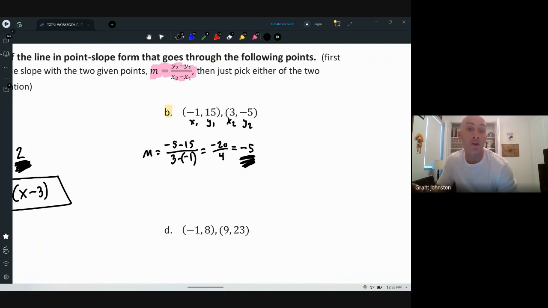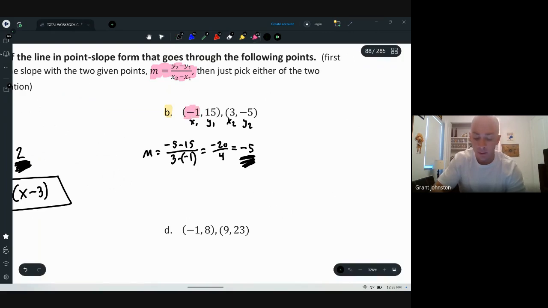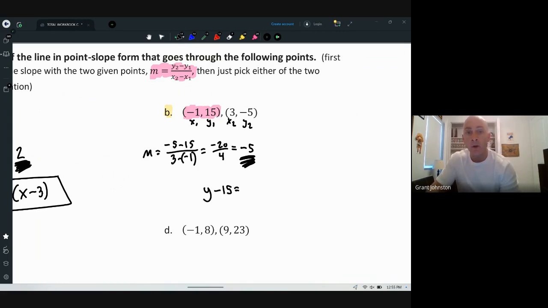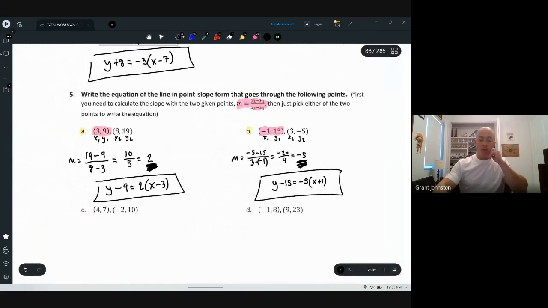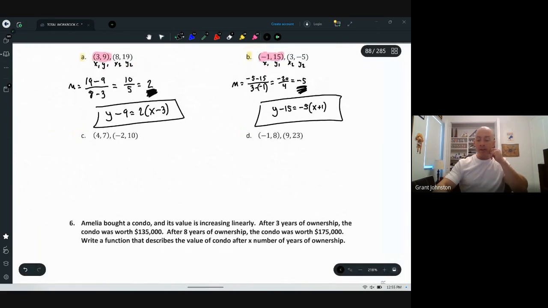And to write in point slope form, I just need to pick any of these 2 points up here. So why don't I just pick this one? It's fine. So I'm going to go y minus y1, which I'm going to say y minus 15 equals, slope is negative 5, so negative 5, parentheses, x minus x1. x1 is negative 1, so I'm going to write positive 1. There you have it. Okay, so that's it. You just need a point and you need a slope. So I'll let you do C and D.